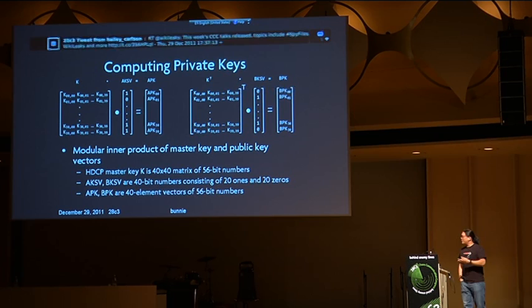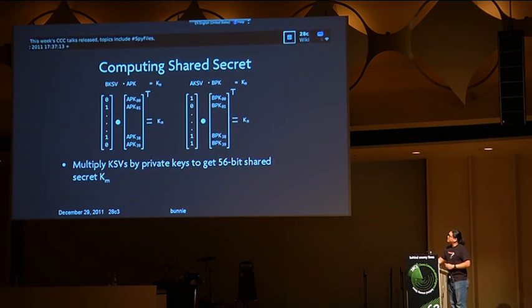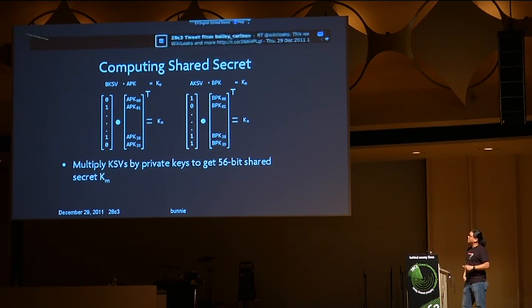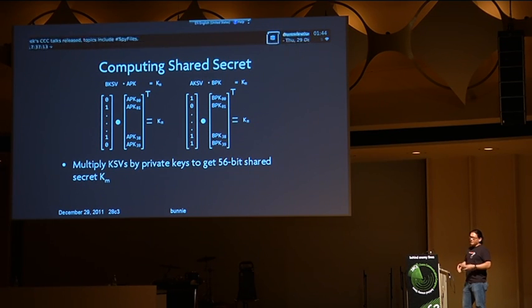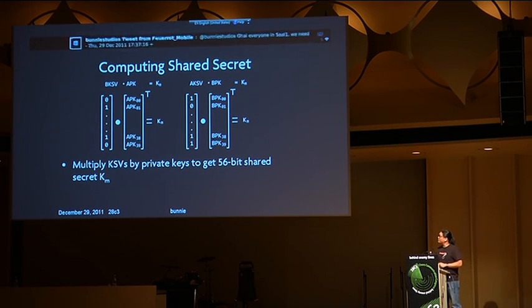This is done by the Linux host computer. And once you have these private key vectors, we then multiply back again by the key selection vectors to derive the shared secrets. The shared secrets should be identical. I compute both to make sure we haven't got corruption on the line. And then after the shared secret is computed, we're good to go on the ciphers.